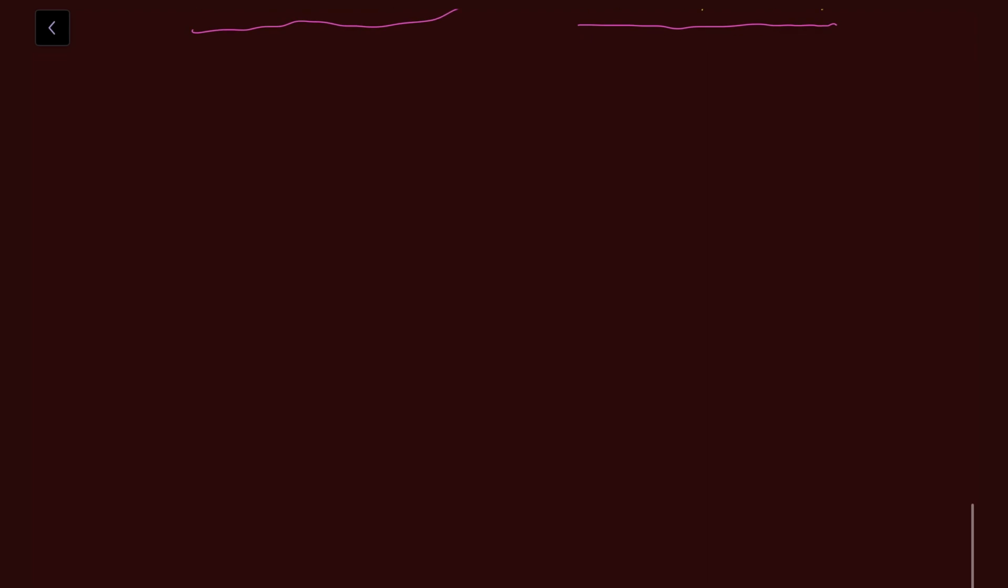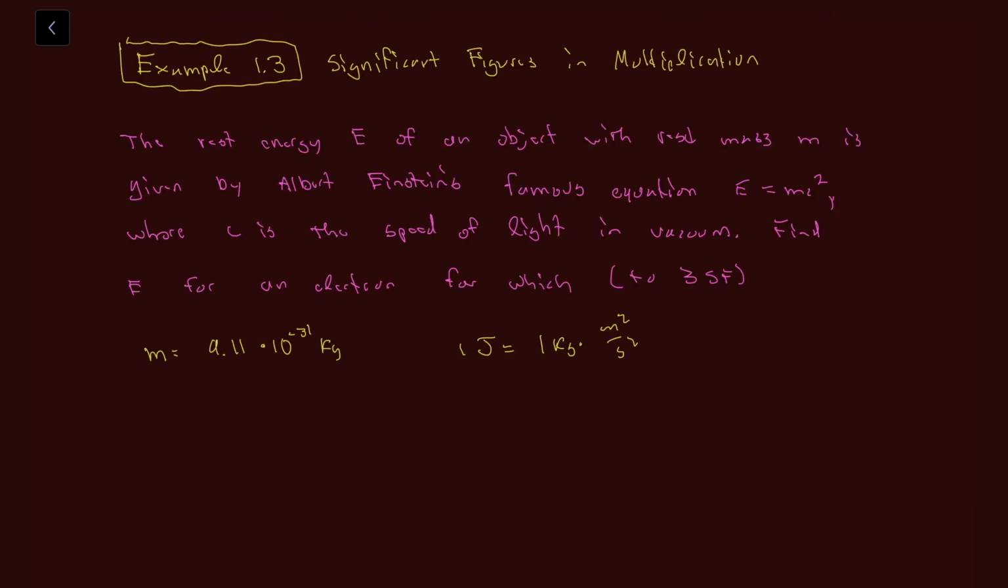And now let's work on some example problems. Okay, so we have example 1.3, significant figures in multiplication. And this states that the rest energy E of an object with rest mass m is given by Albert Einstein's famous equation E equals mc squared, where c is the speed of light in vacuum. Find E for an electron for which m equals 9.11 times 10 to the negative 31 kilograms. And it's also important to note that 1 joule is equal to 1 kilogram times meter squared per second squared.